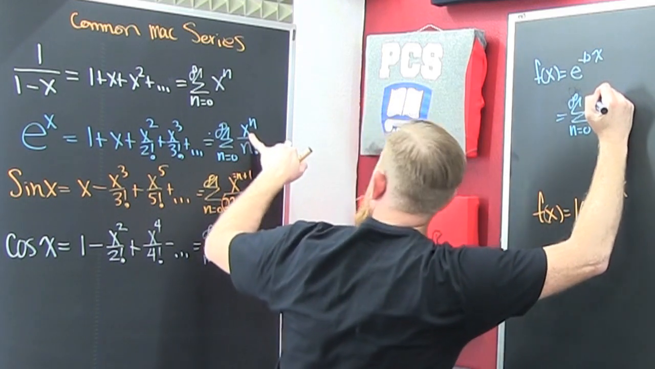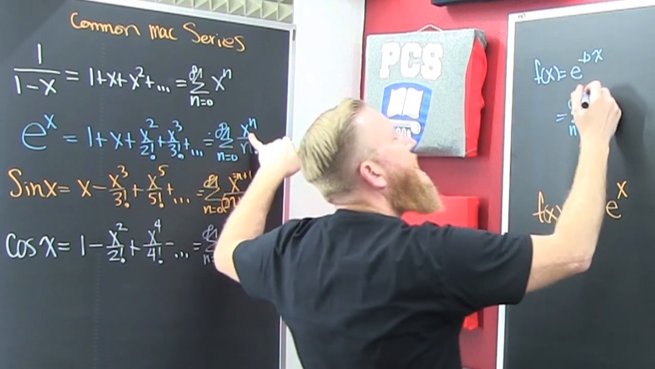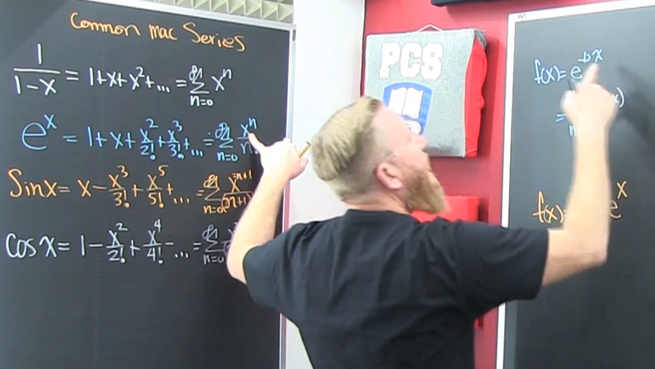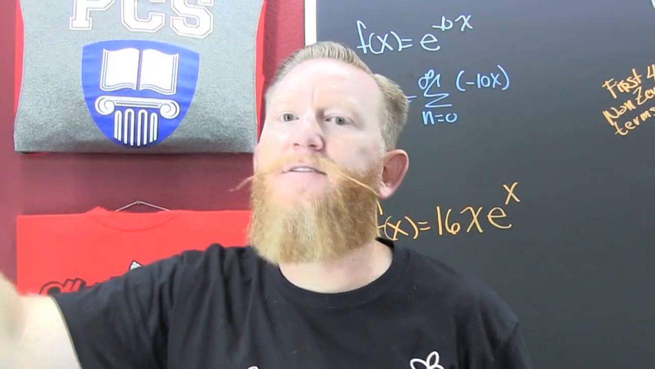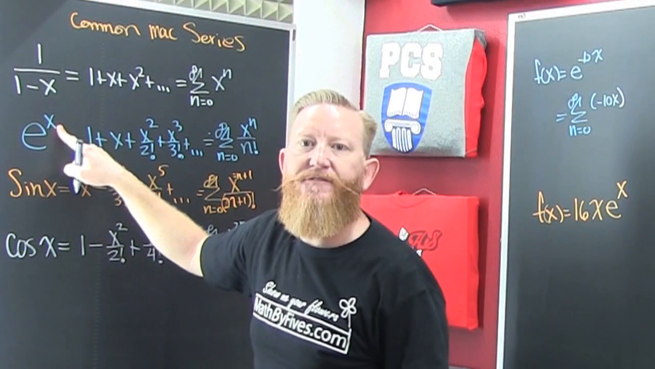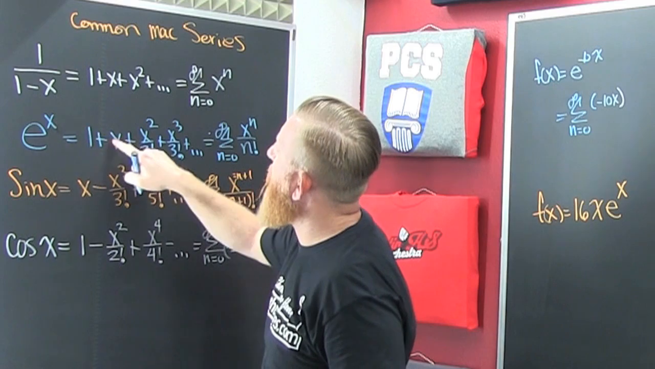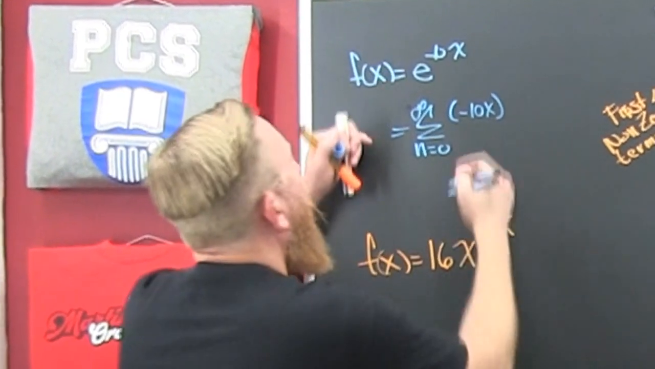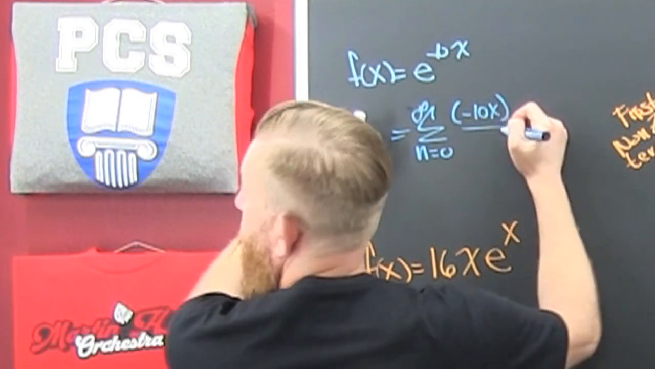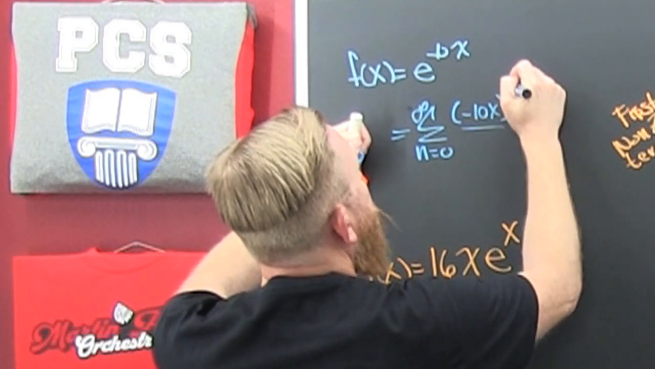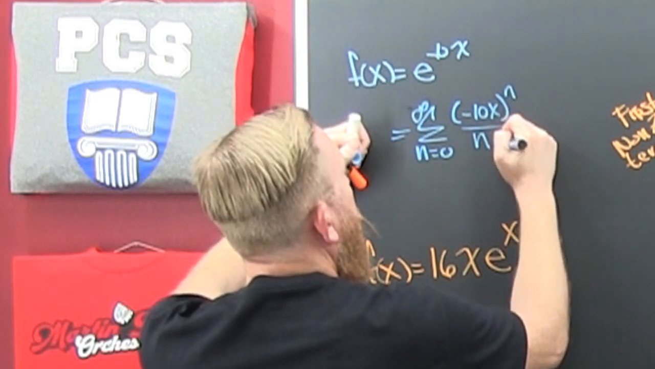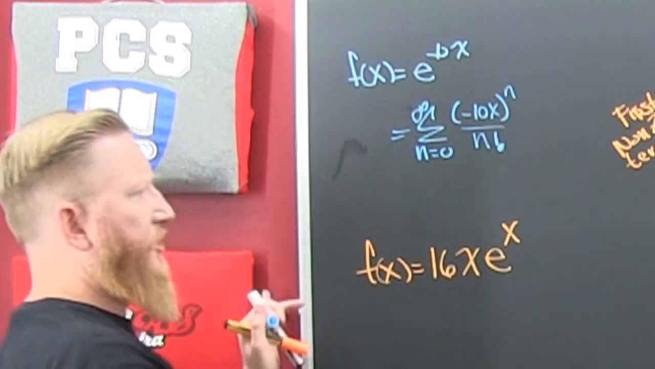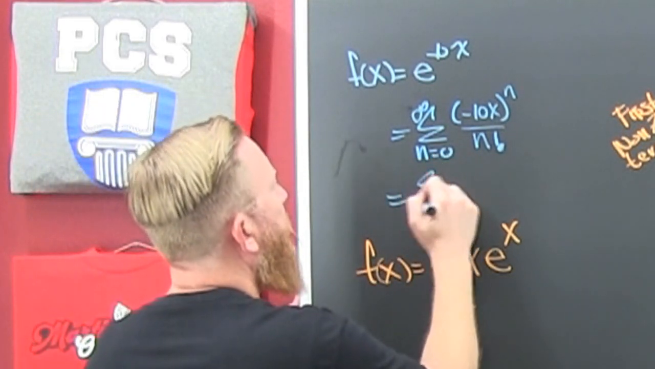Now that x is now a minus 10x. So wait, all I do is replace. Yes, these are functions. I replace everywhere. So then, here we go. That is 10 to the n over n factorial. Now, some people would say that you're done there, but I like to make it a little bit nicer.